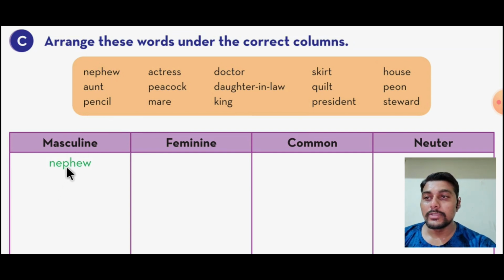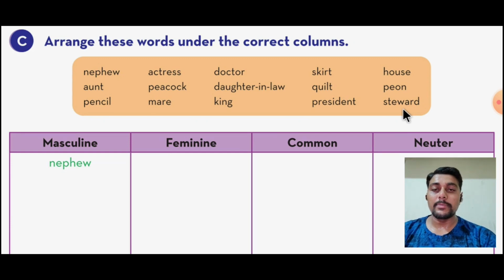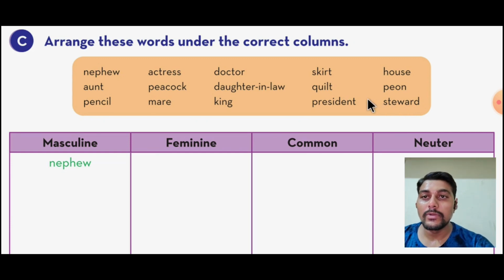So the first one is nephew, the second is peacock, then king, and one more is steward. As I told you, what is a steward? A person who arranges big races, or big kinds of events. So these 4 nouns will come into the masculine category.